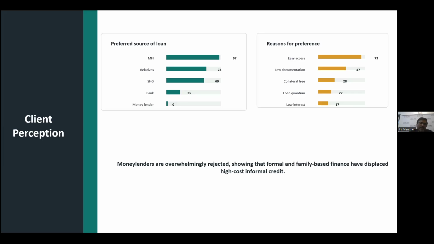My little concern is that you are putting SHG as a preferred source of loan at the third place, whereas it ticks almost all the things you're talking about for the reasons for preference. It's easy to access. There is no heavy documentation. It is collateral free, except for quantum. Quantum would be less. Low interest rate, lowest interest rate. In spite of all these things, it's still coming as number three.